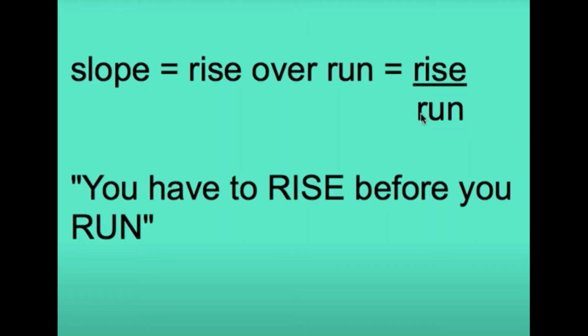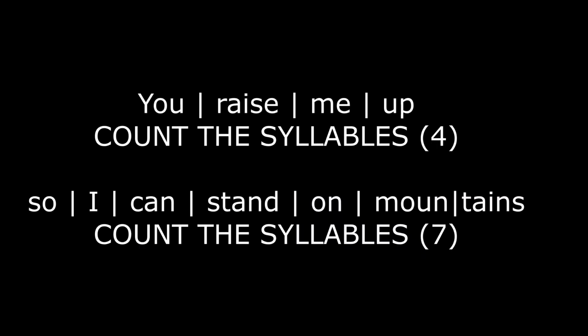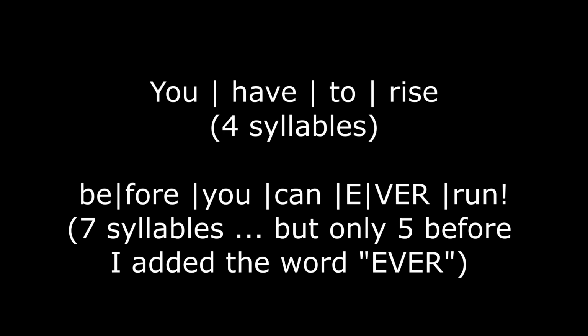So, in referring back to the math concept, which is slope is rise over run, and you have to rise before you run, I think to myself, let's see, you raise me up, that's 4 syllables. So I can stand on mountains, that's 7 syllables. So how can I replace these lyrics with my own words, but still follow the same number of syllables per line? Well, let's see. When I first started playing around with this, and it is trial and error, I came up with you have to rise.